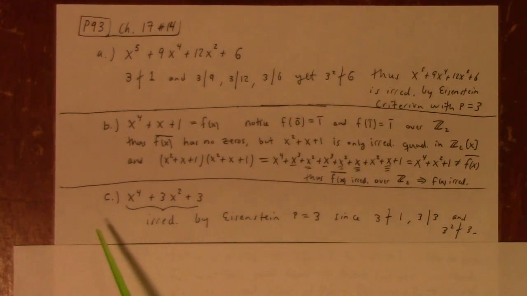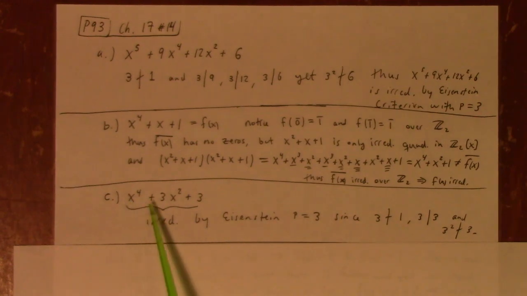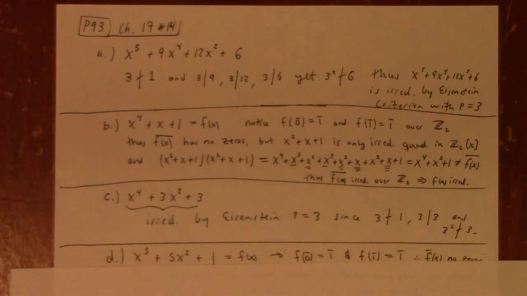This one, easy. Irreducible by Eisenstein, p equals 3, because 3 does not divide 1, 3 divides 3 and 3, of course, and 9 does not divide 3. So by Eisenstein, p equals 3, this is irreducible.